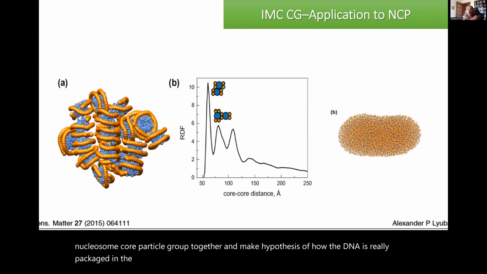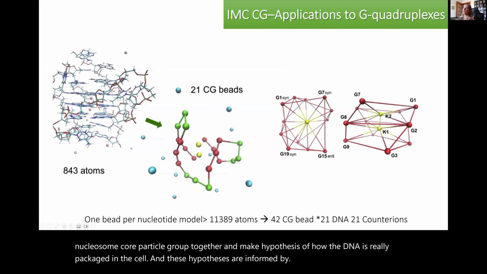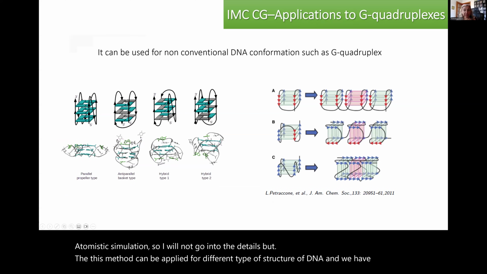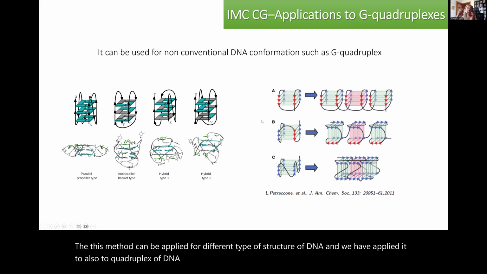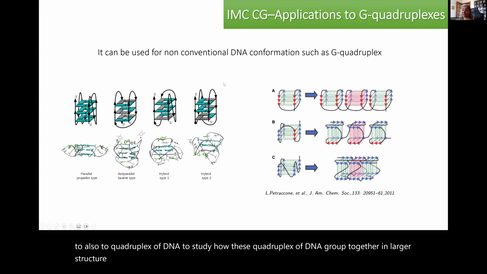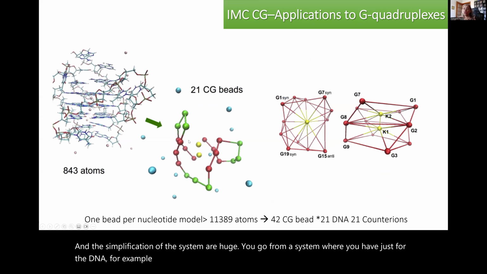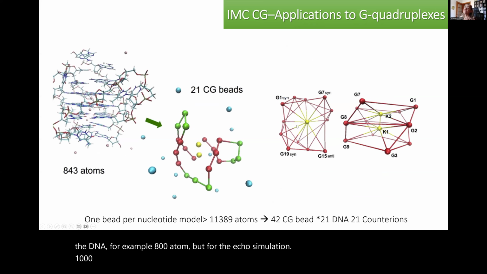And these hypotheses are informed by atomistic simulation. So I will not go into the details, but this method can be applied to different types of DNA structure, and we have also applied it to quadruplexes of DNA to study how these quadruplexes group together in larger structures and how physical properties like flexibility change. And the simplifications of the system are huge. You go from a system where you have, just for the DNA, for example, 800 atoms, but for the whole simulation, thousands and thousands of atoms, to a system where you have for a quadruplex only 21 beads.